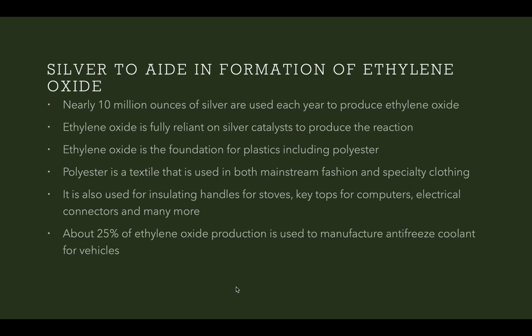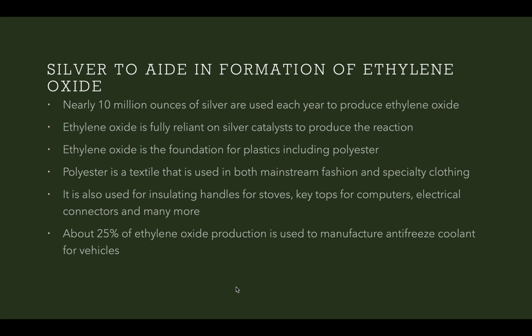It is important to understand how silver is used in formation of ethylene oxide. Without the use of silver as a catalyst, the production of ethylene oxide to the degree that it is produced would not be possible. The world relies heavily on the production of this chemical. Nearly 10 million ounces of silver are used each year to produce ethylene oxide. It is fully reliant on the silver catalysis in order to produce the reaction, and the final product.